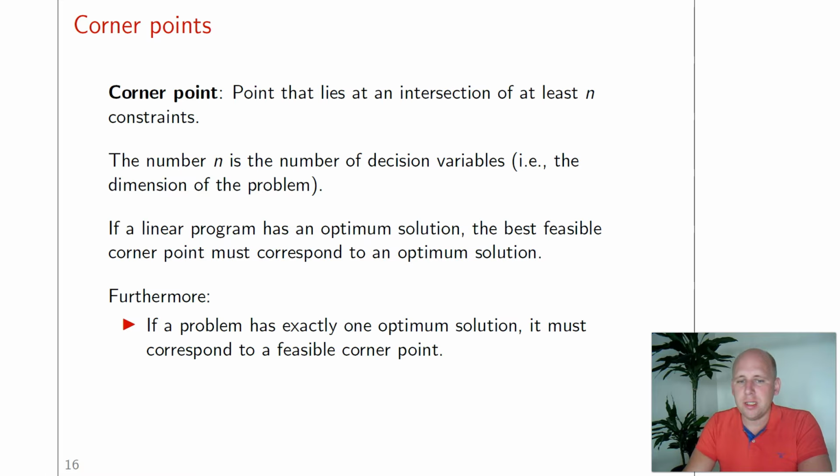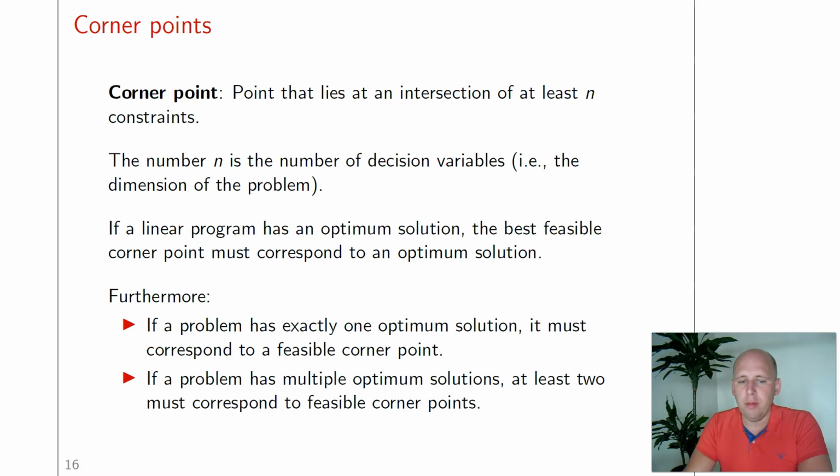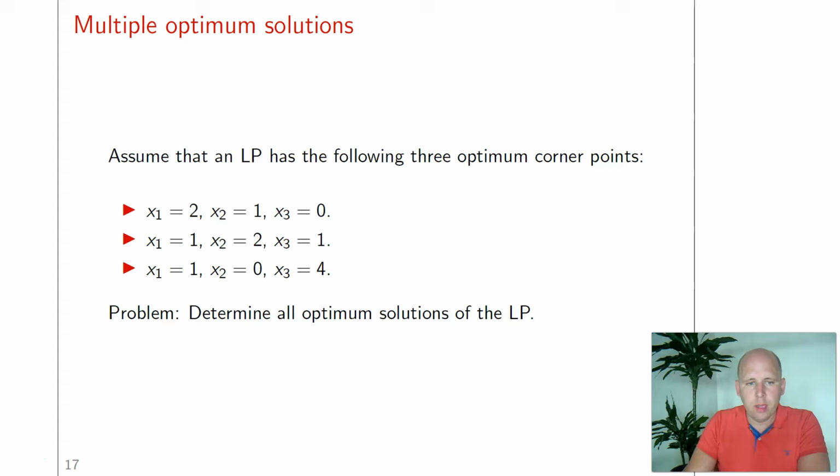Another thing is that if you have exactly one optimum solution, then it must be a corner point that is optimal. And if you have multiple optimum solutions, then there will always be at least 2 that correspond to corner points. And then if you have multiple optimum solutions, then we have also seen that there are infinitely many optimum solutions. So this is an example for a 3-dimensional linear program where we have 3 corner points that are optimal.